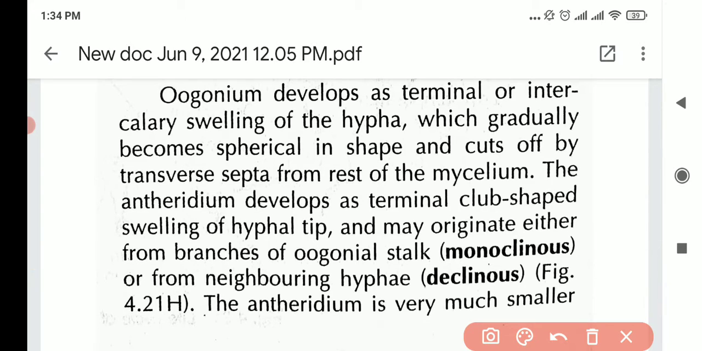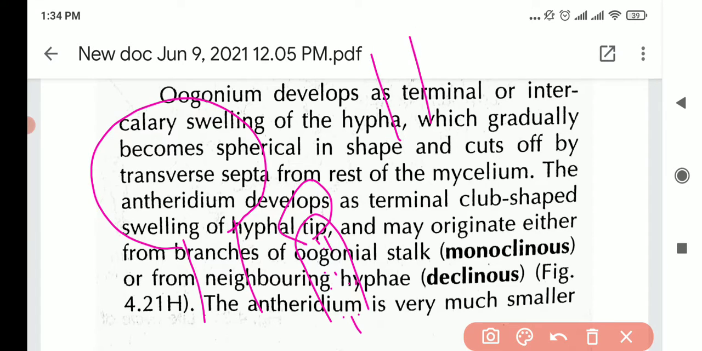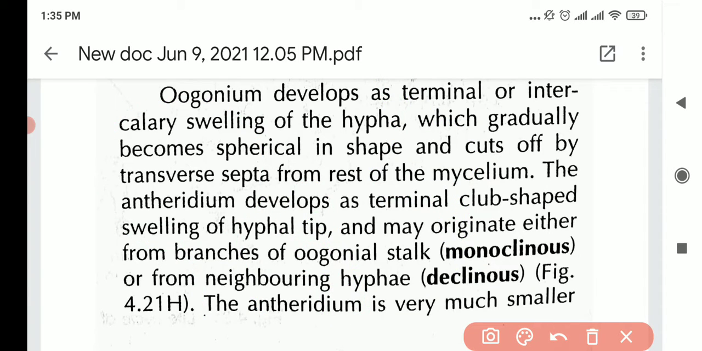Again, how will the oogonium form? There will be a swelling in the hyphae. It could swell from the tip of the hypha. These hyphae have multiple nuclei and cytoplasm, and the tip can swell like that. Or it can be intercalary: this is the hypha, this is a swelling, and then the hypha continues. So it is just like the development of a vesicle.